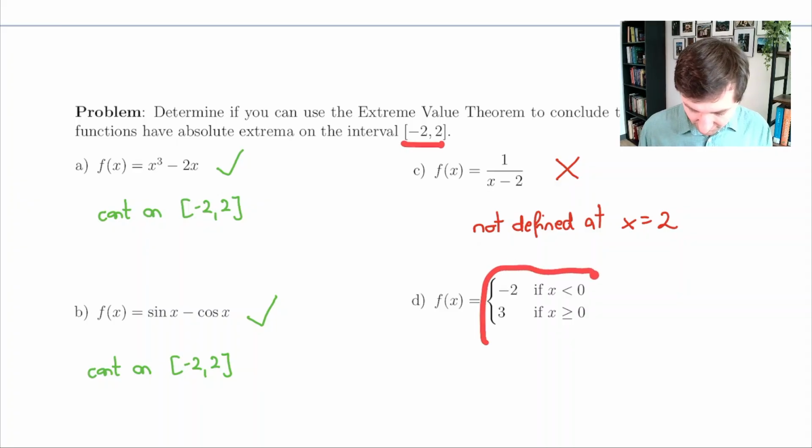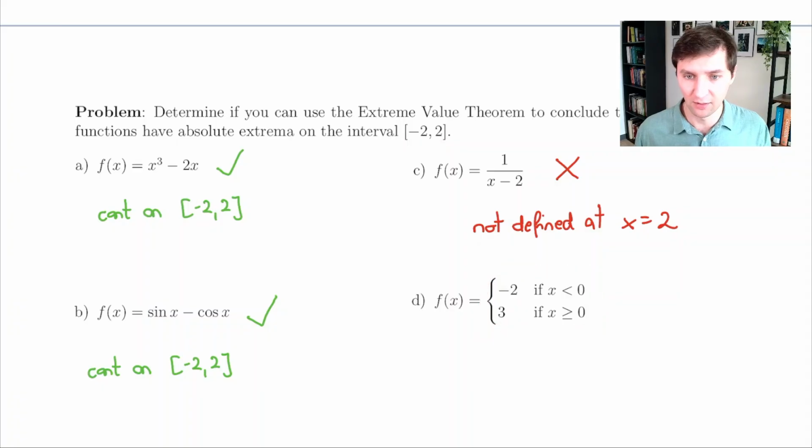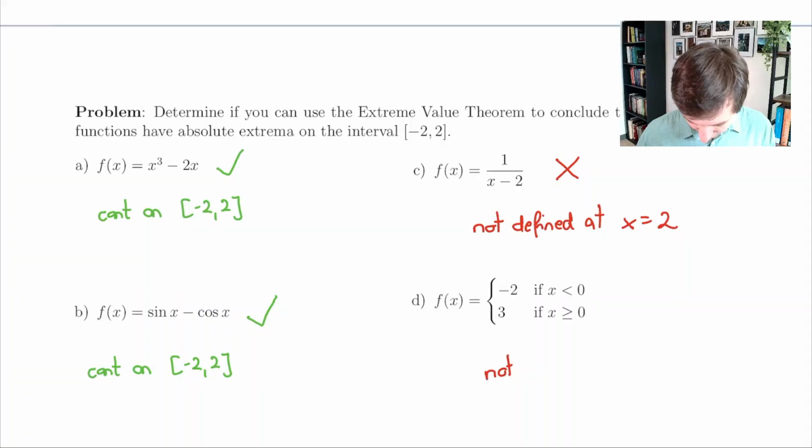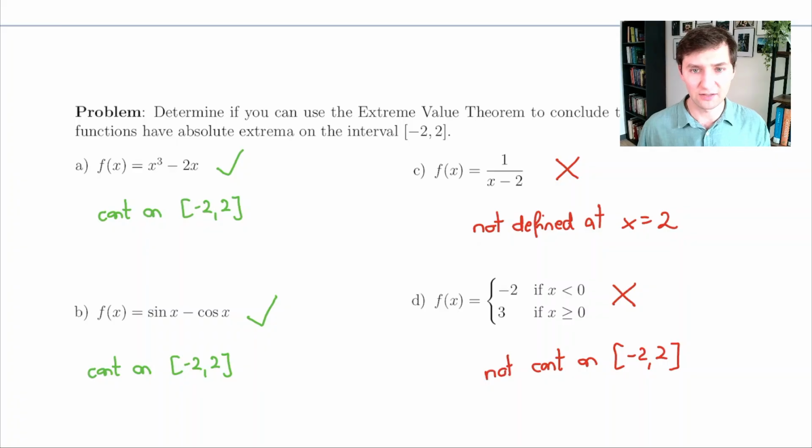This function is defined for all the x's. However, this function has a discontinuity at 0. This function has the value of -2 for x less than 0, and then has a value of 3 for x bigger than or equal to 0. There is a discontinuity at x equal to 0. This function is not continuous on the interval from -2 to 2. Because it is not continuous at 0, I am not allowed to apply the extreme value theorem here.